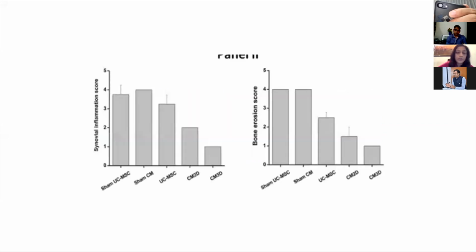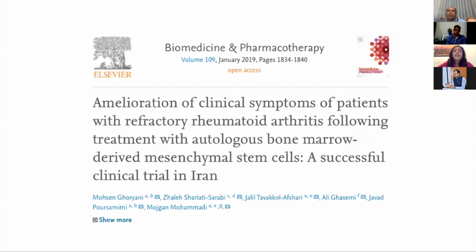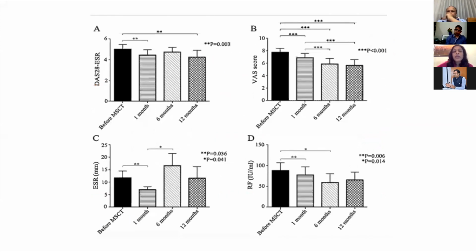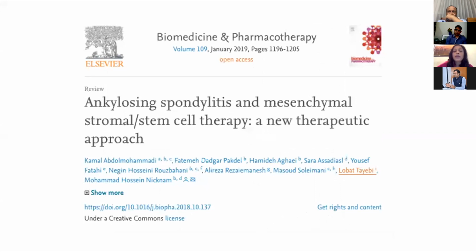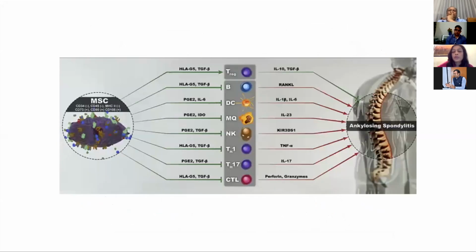This has not been tried in humans. Now, injecting mesenchymal stem cells intravenously has been tried only in countries like Iran and China so far. In Iran, they looked at patients where they gave autologous bone marrow derived mesenchymal stem cells intravenously. Things like DAS28 scores, which is what we use to measure rheumatoid arthritis activity, VAS scores, ESR, and rheumatoid factors improved. But the drawbacks of these studies were they were not compared well to standard therapies, the biological drugs, methotrexate, etc.